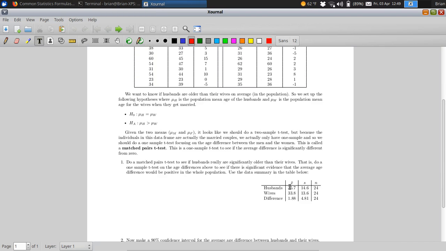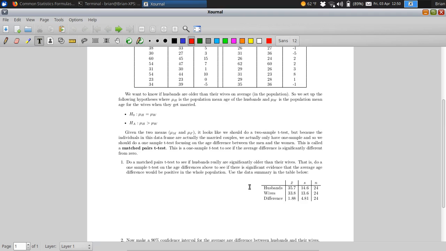I've got the sample mean, the sample standard deviation, and the sample size for the husbands, for the wives, and for the difference. And the only one of these that actually matters for doing matched pairs testing is the difference. We're going to do one sample testing with these differences. So the first question is to do a t-test to see if husbands are significantly older than their wives.